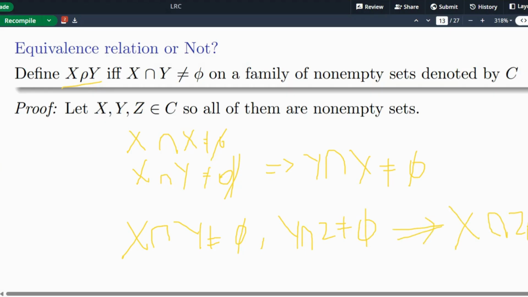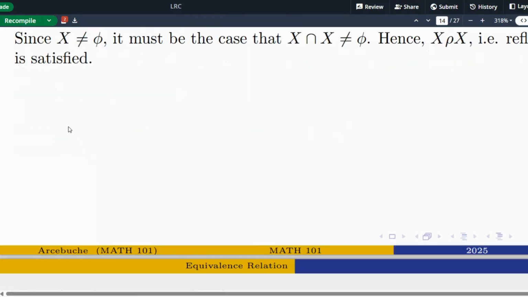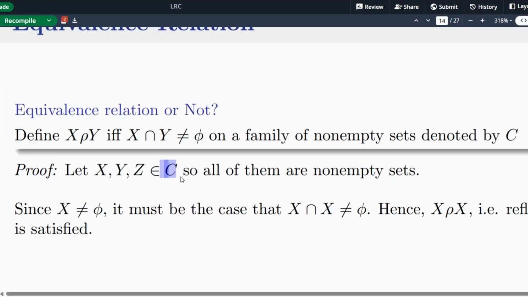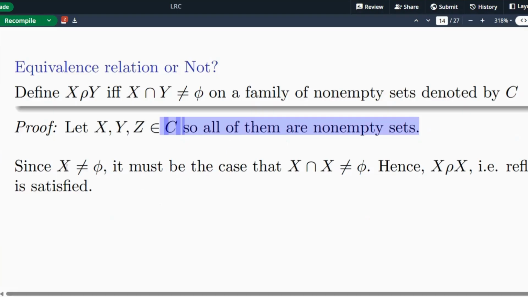So basically, yan yung sinasabi nun. And that's what we're going to need to check pala. So, ayun. Let X, Y, and Z be in C, so all of them are non-empty sets. Since X is non-empty, it must be the case X intersection with X is non-empty.